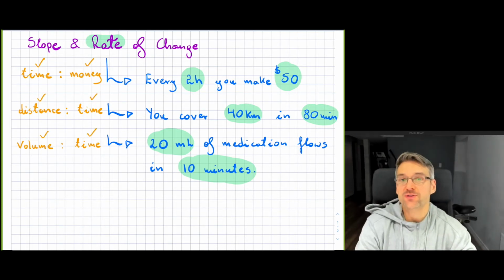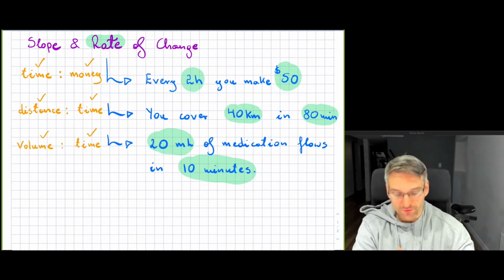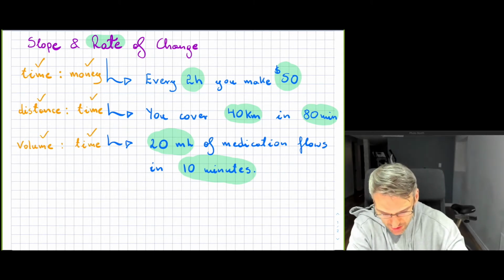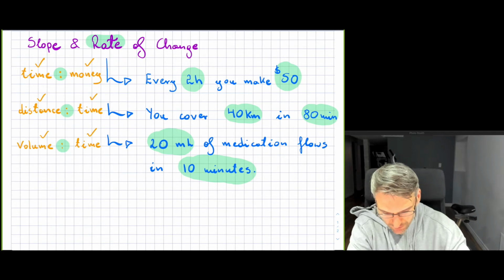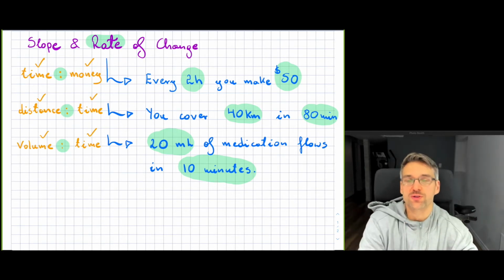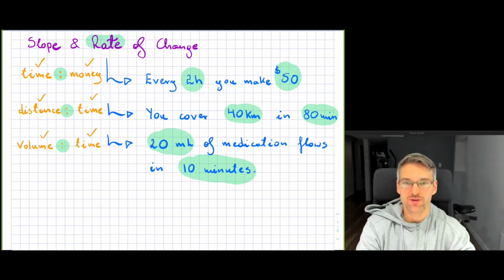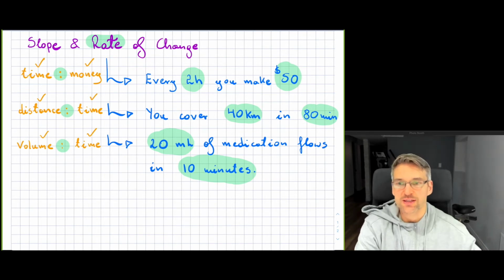And what we like to do is we typically like to represent these rates in mathematics or in science as a little bit of a ratio. And you may remember that for ratios we sometimes use these double dots, but we can also use the fraction form of a ratio. Okay, so for example, every 2 hours you make $50.